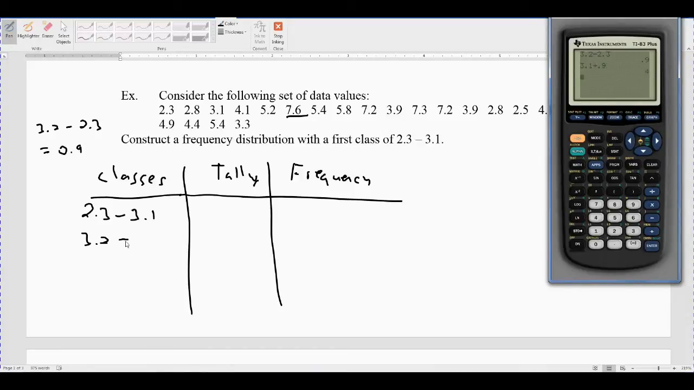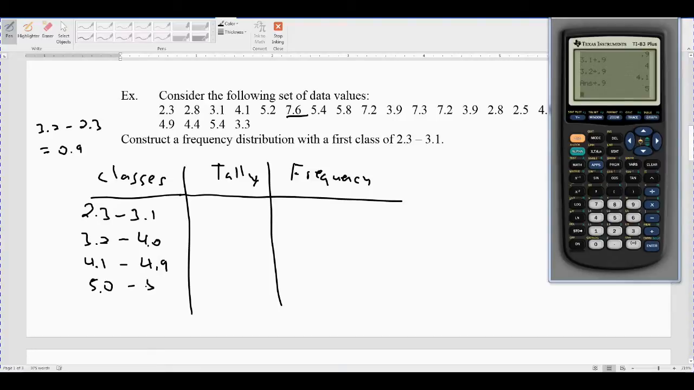Because like I said, with the widths, they always go in equal increments from the lower limit of one class to the lower limit of the next class. So we're going to add 0.9 to 3.2. We get 4.1. Then you add 0.9 to 4 and you get 4.9. Add 0.9 to 4.1. You get 5. Let's use 5.0. And then add 0.9 to 4.9, you get 5.8. I'll show that just so you see.